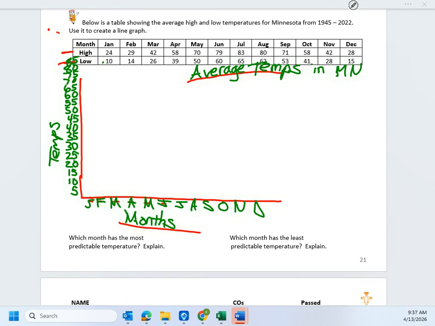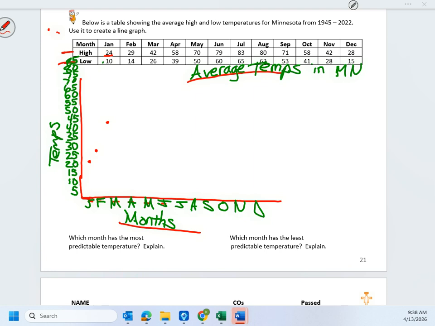I am going to look at January and say in January, my high was 24. So I'm going to put a point at 24. So just below that 25. It's not going to be precise because we skip counted. Then February, I'm going to go up to 29. So just below that 30. March, I'm going up to 42.